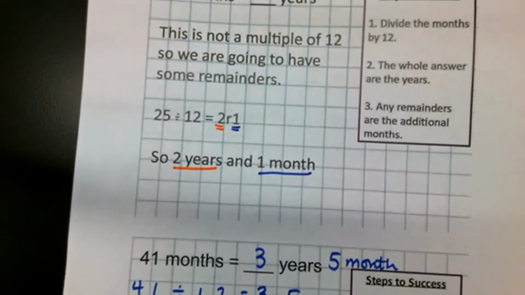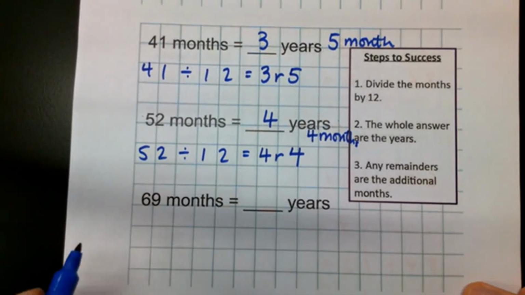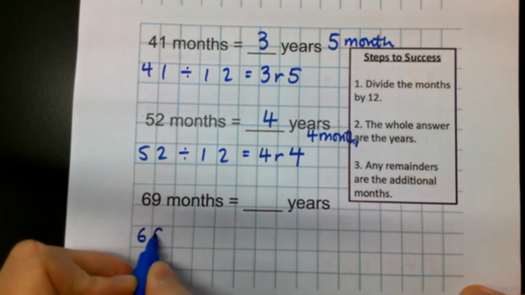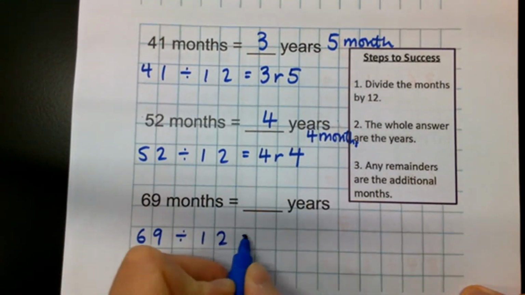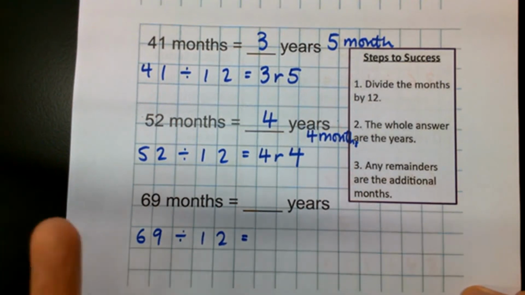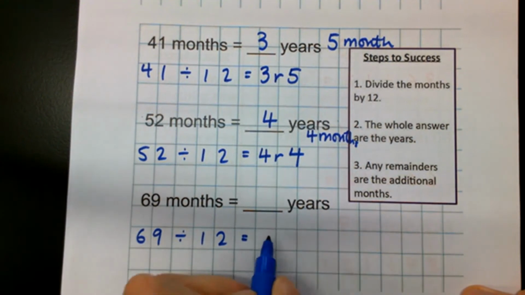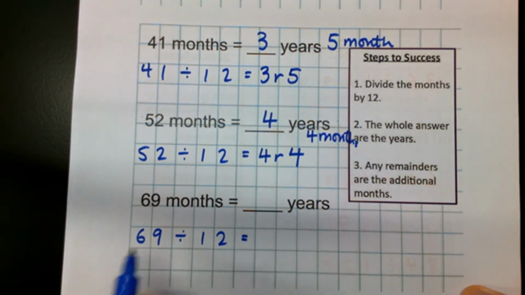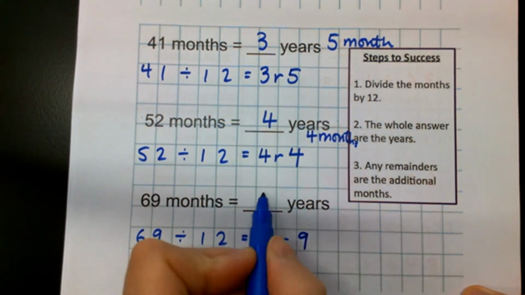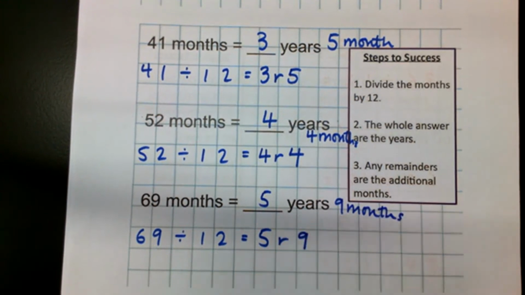And finally, 69 months. So 69 divided by 12 equals 12, 24, 36, 48, 60. I know that I can't go on to the next one because that will be 72 and it will be over 69. So that's 5, remainder 9. So it's 5 years and 9 months.